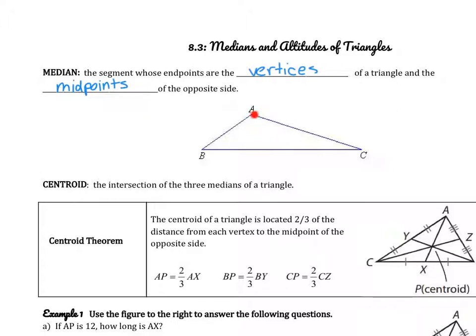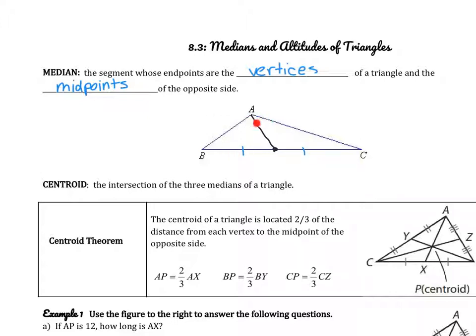So I'm going to start at angle A. That's going to be one endpoint of my median. And then I'm going to go to the opposite side. So you would measure the length of BC and you would find the exact middle. So I'm just going to estimate. So about here. And then you connect the vertex to the midpoint of the opposite side. We can show that this is a median by denoting these two congruent parts.